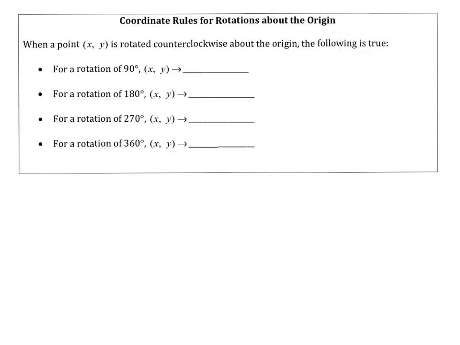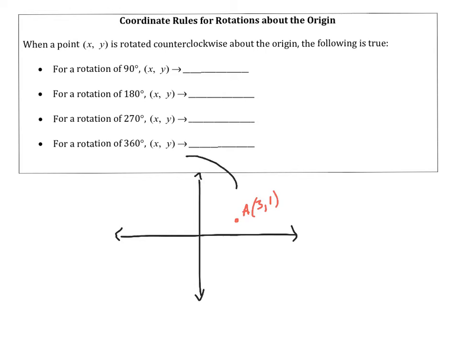So the next thing I want to figure out is when I rotate these points in the coordinate plane, how are they going to change? So let's start off with a sample point. Let's go with point A here at (3, 1). I want to rotate point A 90 degrees counterclockwise. So I know right away it's going to move into the second quadrant.